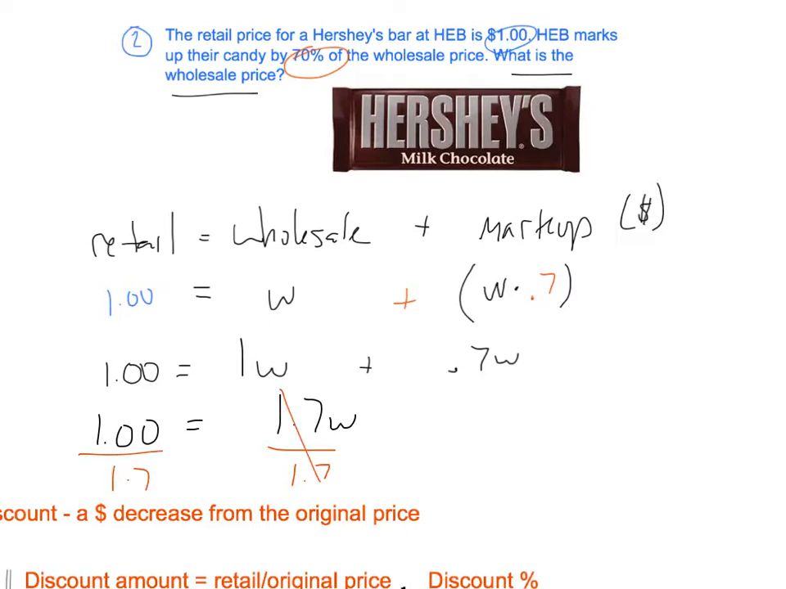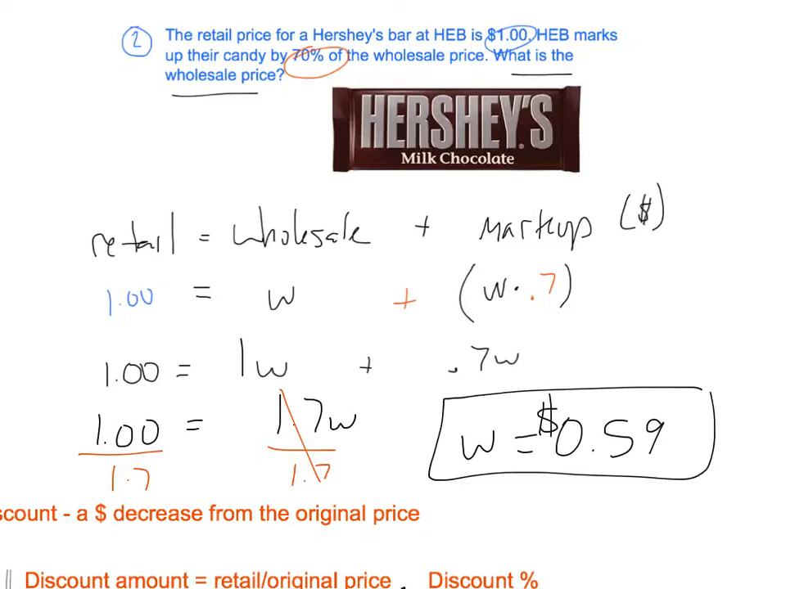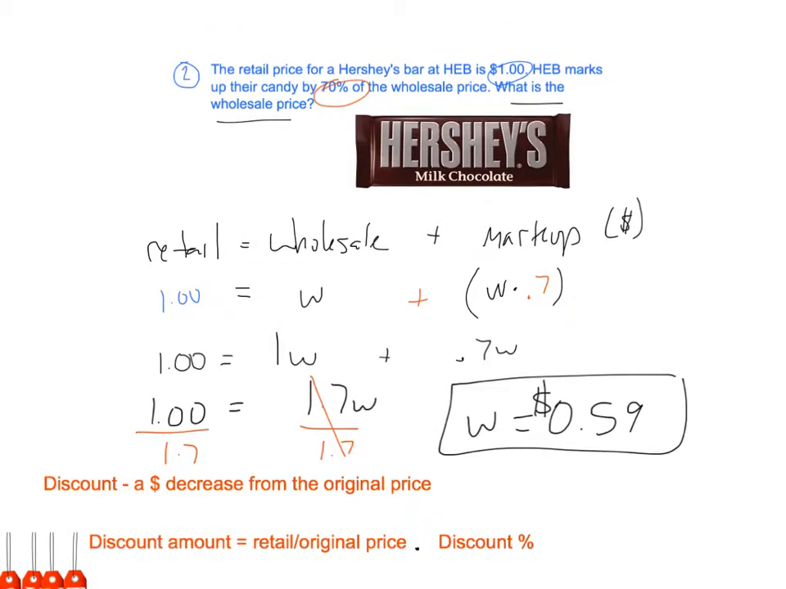and the last step, of course, is just to divide everything by 1.7 to get W by itself, and 1 divided by 1.7 ends up getting you approximately, we'll round it to 59 cents. So if they get a Hershey's bar, HEB is going to pay 59 cents for that Hershey's bar. They're going to mark it up by 70%, and they're going to charge you $1.